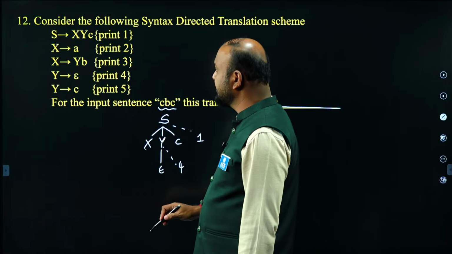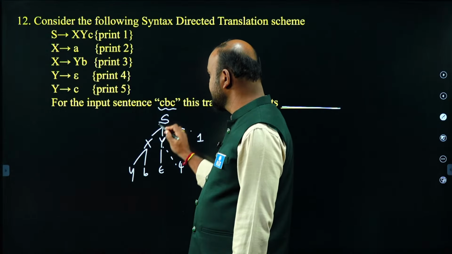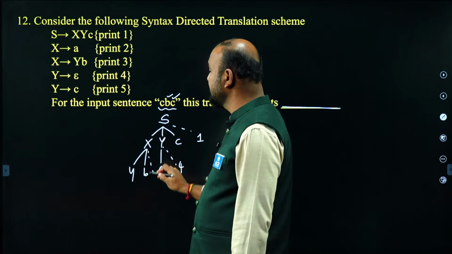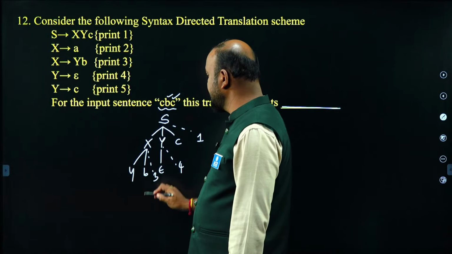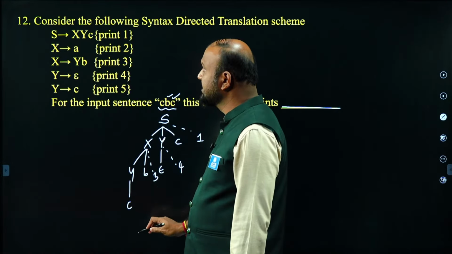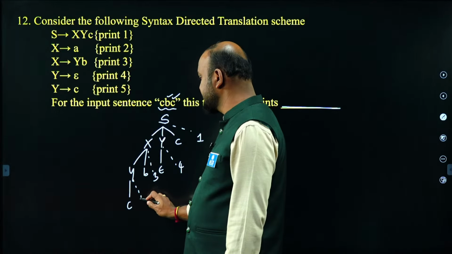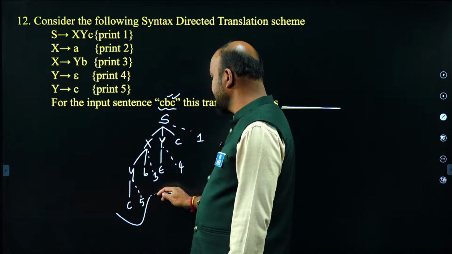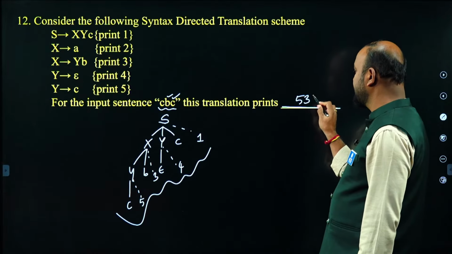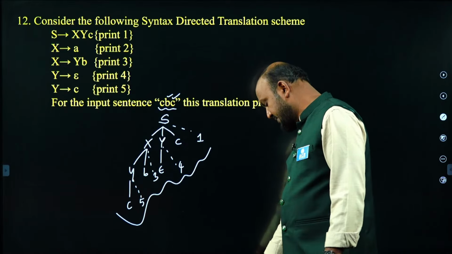With X now we have to get B and C, so we go with YB production. So C we got, B we got, and YB production has a semantic rule, print 3, and Y should derive C, deriving Y, C with Y is print 5. Now what is to print? 5, 3, 4, 1. So 5, 3, 4, 1 is the answer for the question. It is a numerical answer type question.